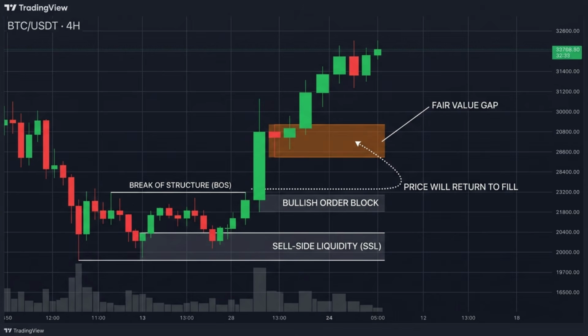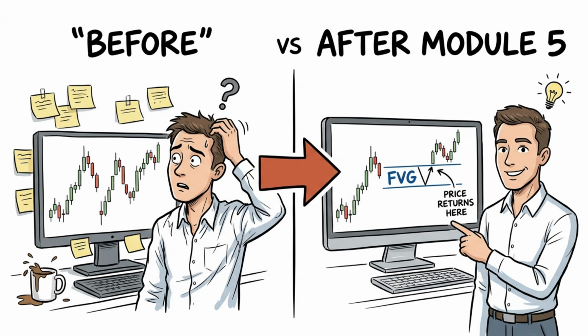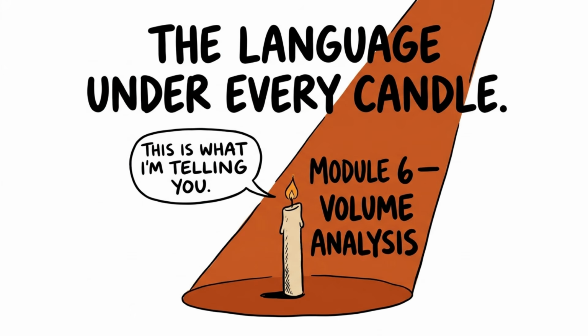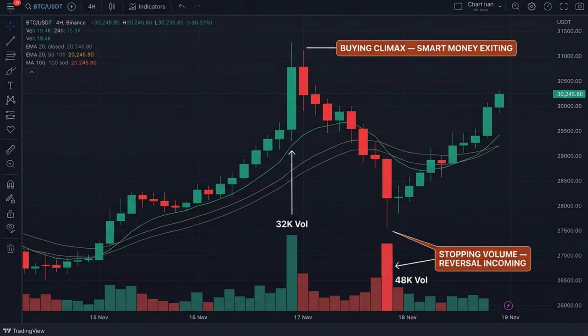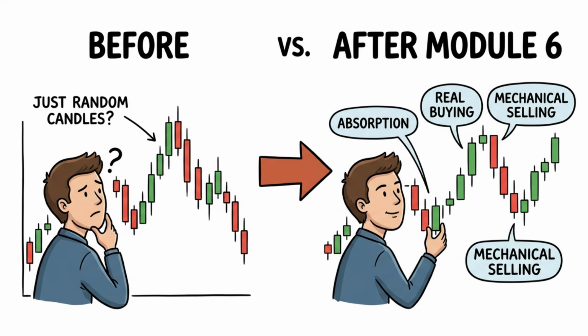Then Module 5. Fair value gaps and imbalances. How price creates gaps when it moves too fast. Why it returns to fill them. How to trade them as entry zones. Inverse fair value gaps. Liquidity voids. The 50% rule inside every gap. Then Module 6. Volume analysis. The language underneath every candle. Effort versus result. Stopping volume. Buying climax. Volume divergence, volume profile, point of control, value area, high and low volume nodes. Every concept that tells you whether a move is real or manufactured.